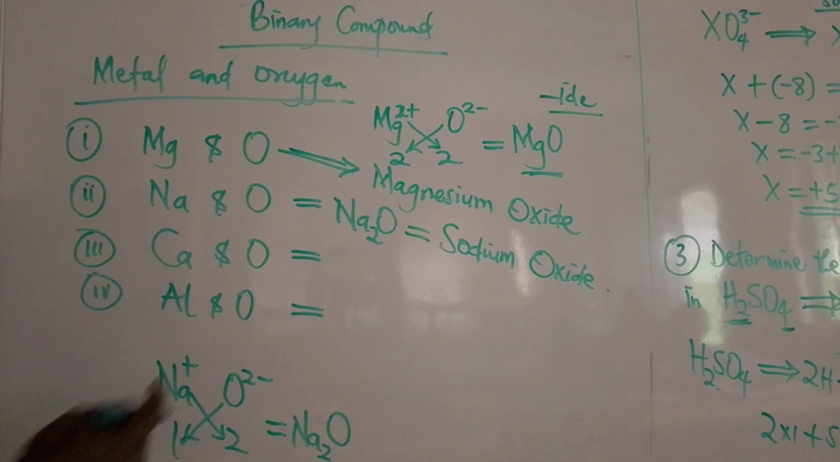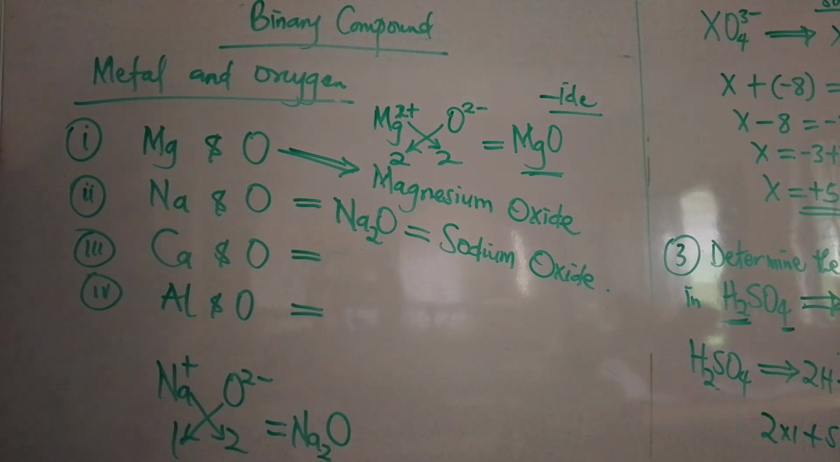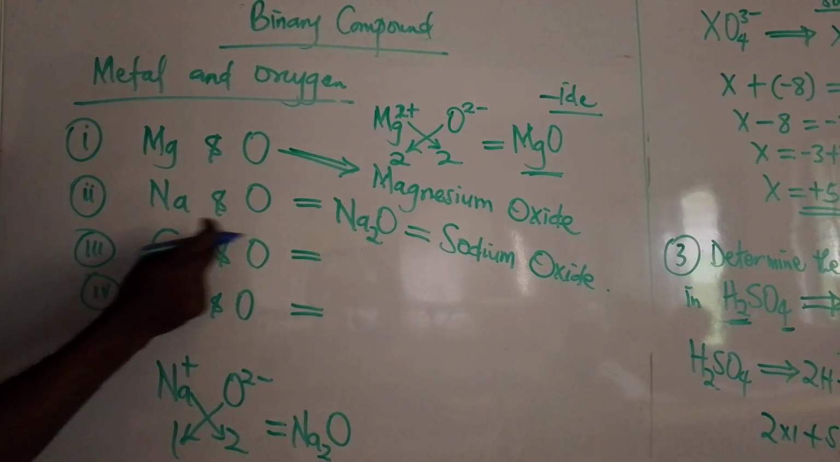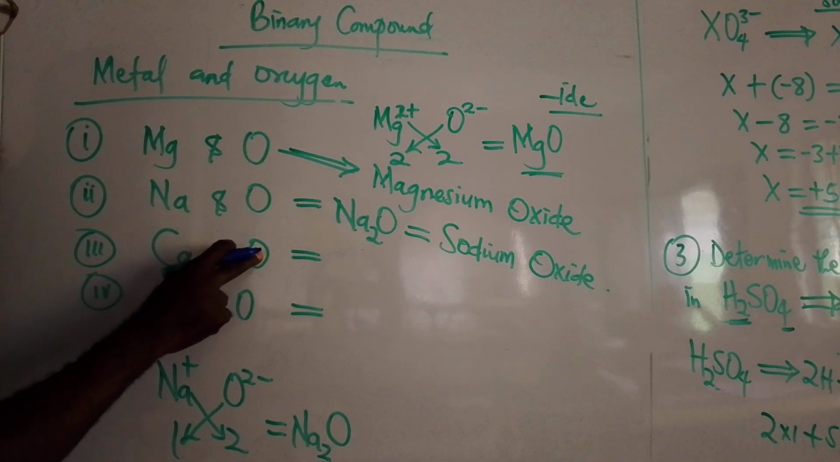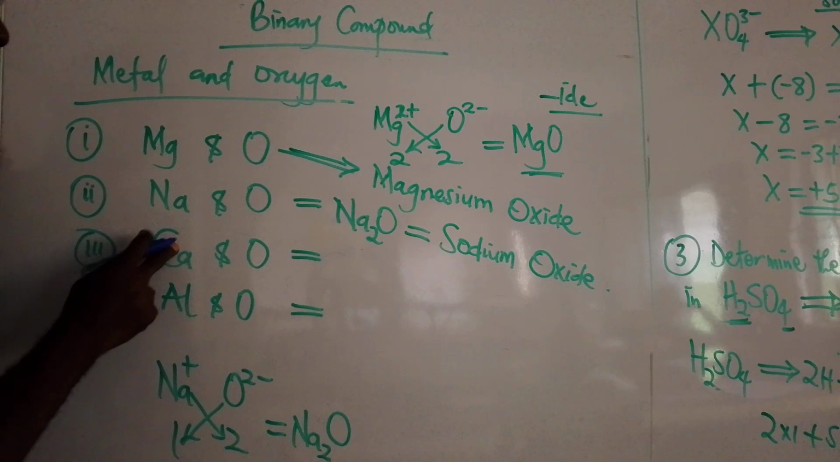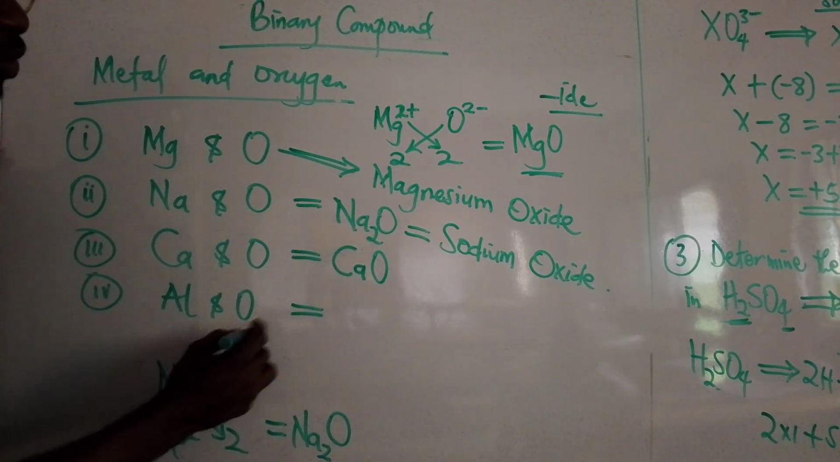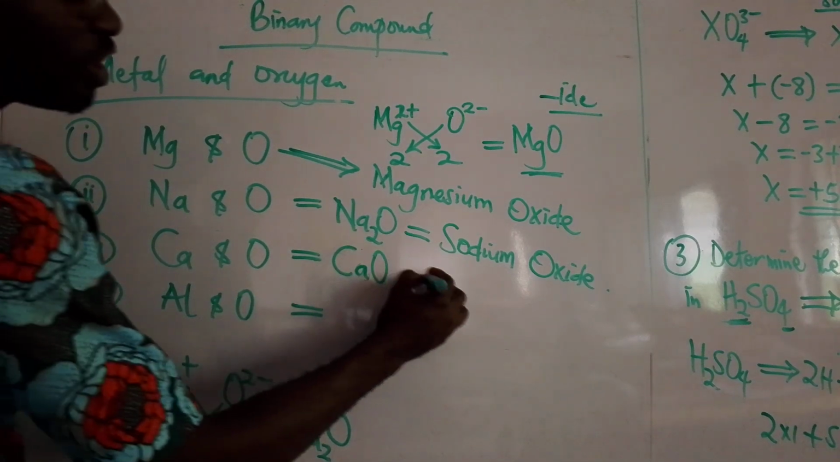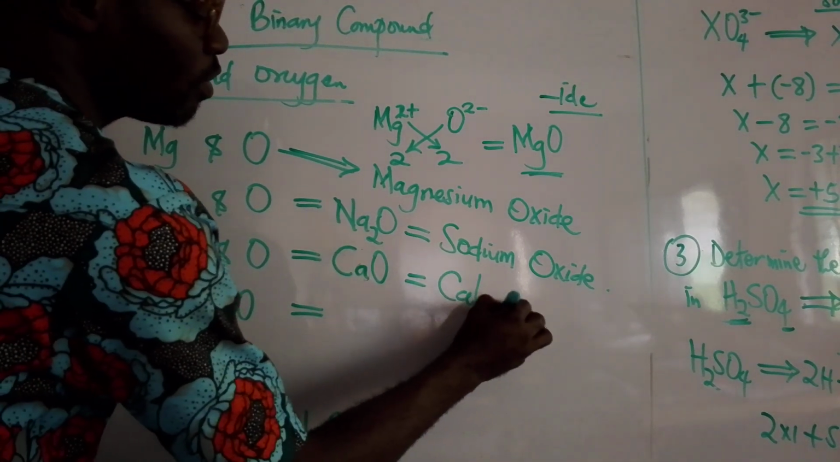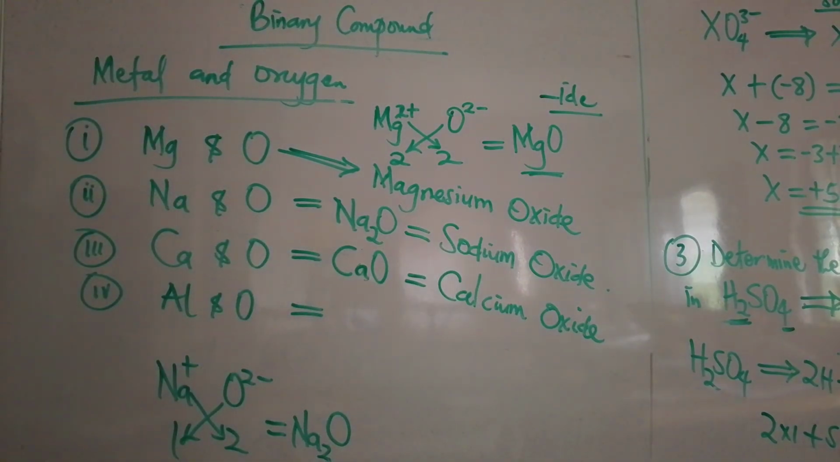See this one? This one will be what? Plus 2 and 2 plus. This one they have the same charge. But this one is positive 2, this one negative 2. So we have it as CaO. And you write it very well, please. CaO is just what? Calcium oxide. CaO is calcium oxide.